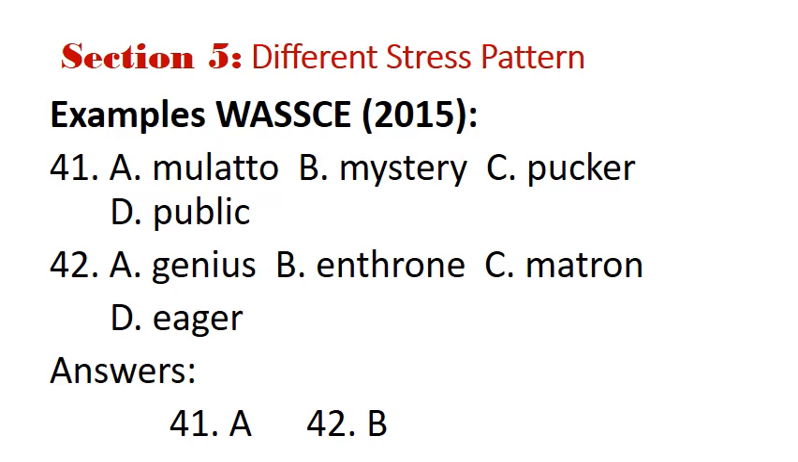For item 42, option A is given as genius. Option B is given as enthroned. Option C, matron. Option D, eager. From what is given to me, genius is stressed on the first syllable, enthroned is stressed on the second syllable, matron is stressed on the first syllable, eager is also stressed on the first syllable. So the answer is enthroned, which is option B.